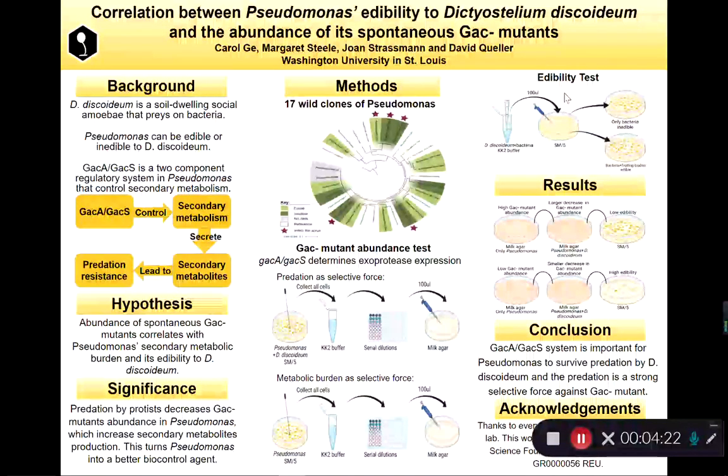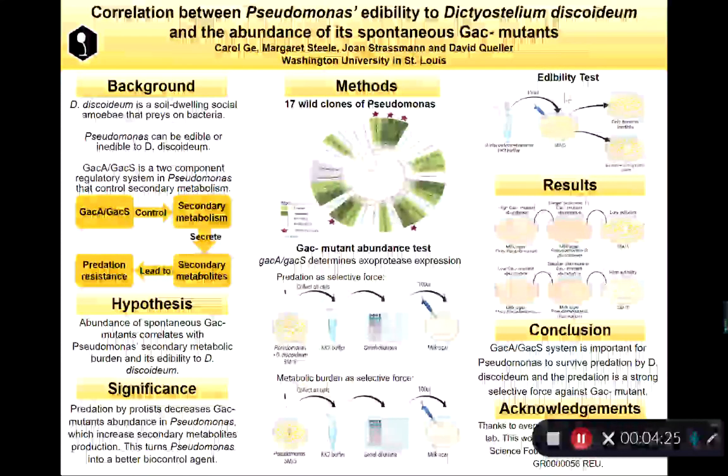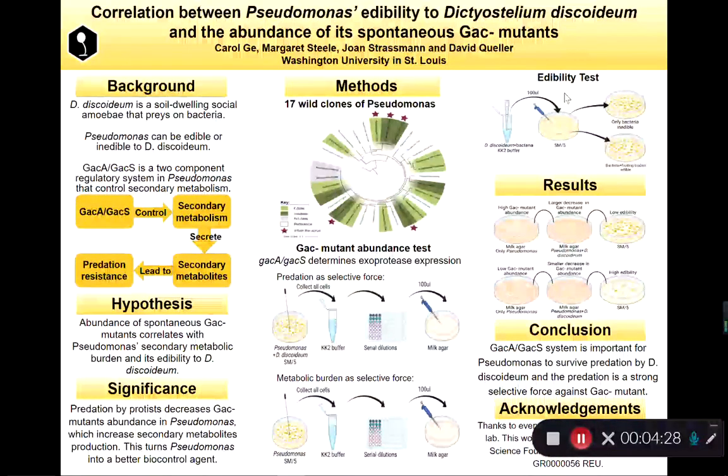I'll first grow the Pseudomonas on an agar plate, and I'll set up two parts for the abundance test. One is grown together with dicty, and one is only the bacteria. Then I'll do a serial dilution, as you can see here, and that can make the colonies more visible when I grow them on milk agar. The abundance will be calculated by dividing the number of mutants by the total number of colonies on the agar.